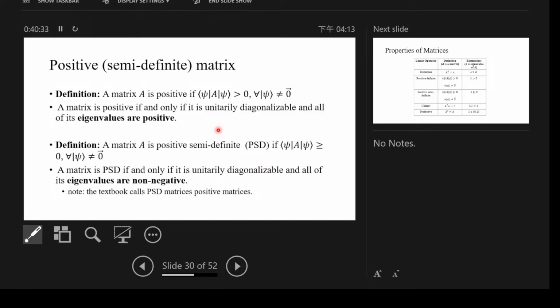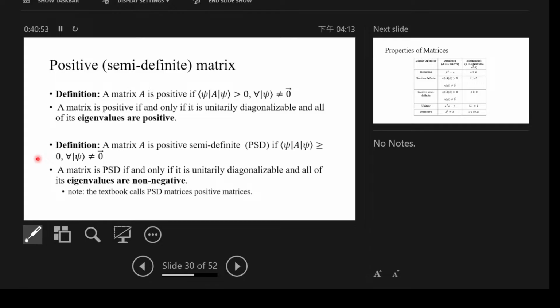And then we have a similar definition that we actually use more, which is positive semi-definite. This just means that instead of greater than 0, we have greater than or equal to 0 here. Okay, so sandwiching with any vector, you get greater than or equal to 0.